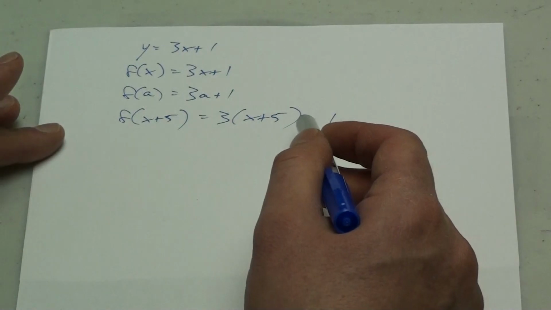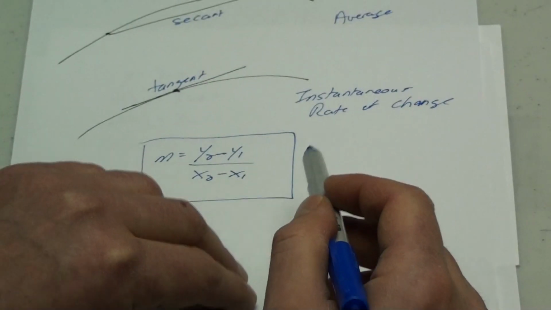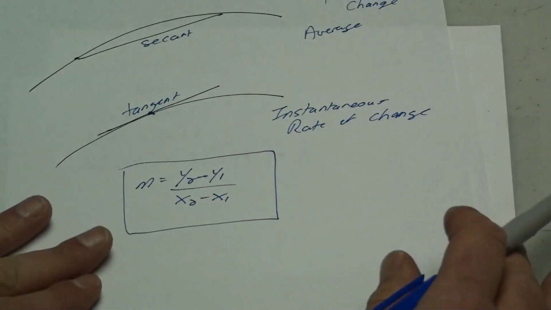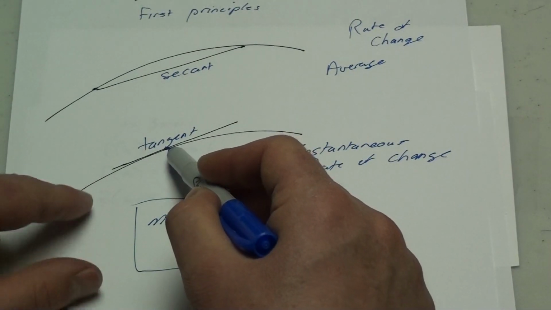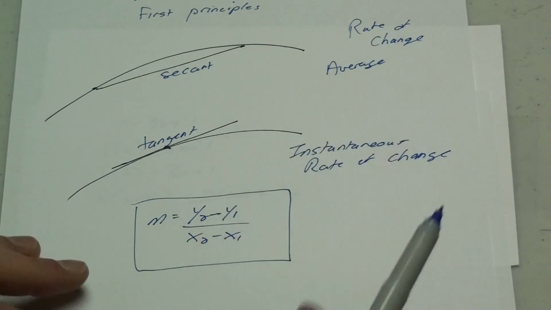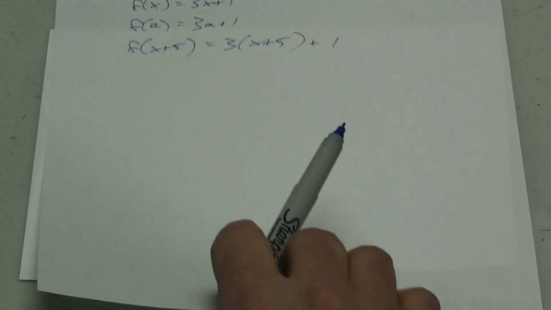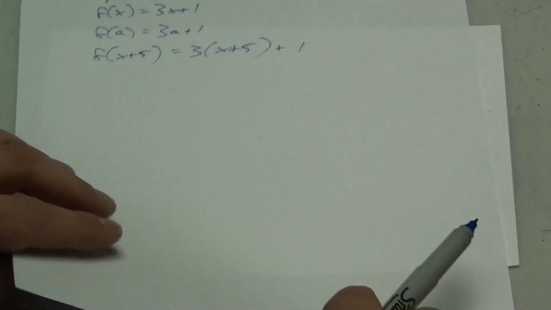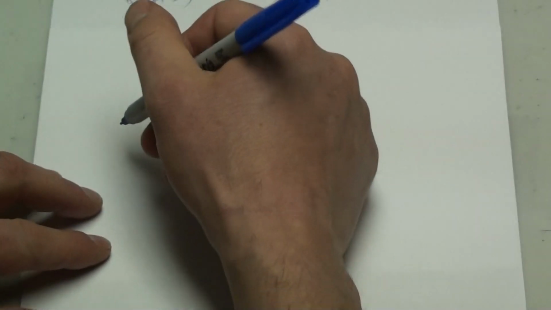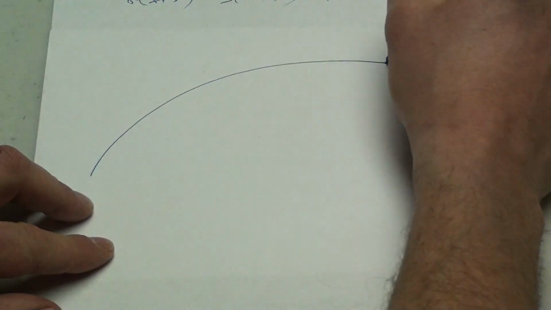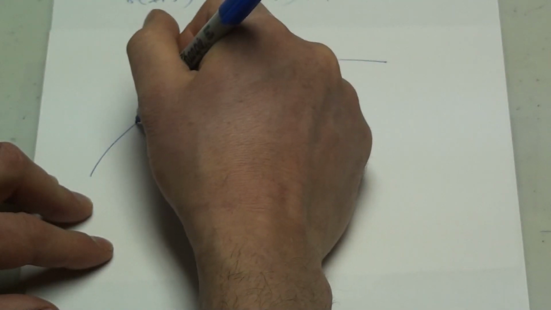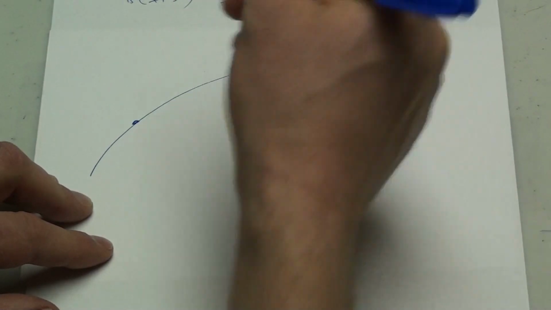So I have function notation, I have the slope formula, and the fact that I'm going to try and find the slope of a tangent along a curve. Those are the things I want to keep in mind as I do this. So how am I going to do that? Well, let's take a curve, and I want to find the slope. So I need to have 2 points. Let's choose 2 points here.